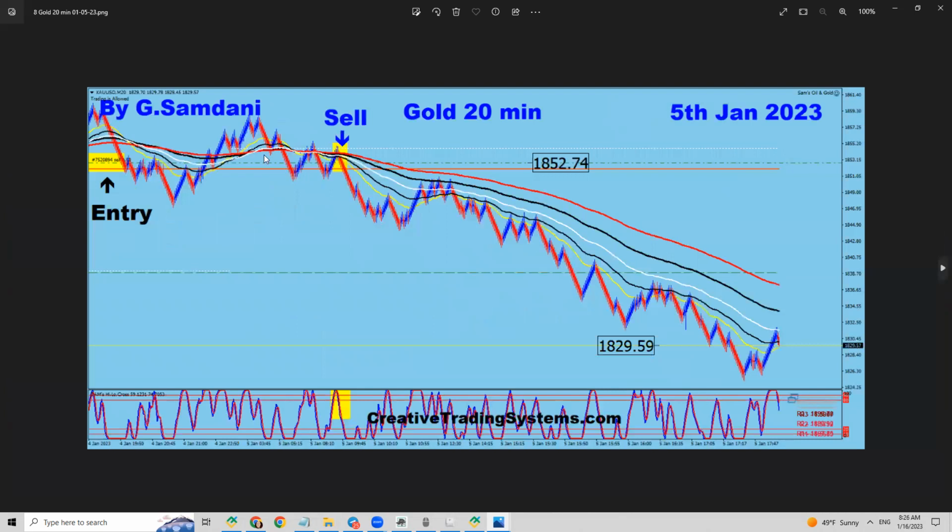And let me see. See this gold chart? Here's the entry. Here's the entry. Here's the entry. Here's the entry. This system gives a lot of entries.